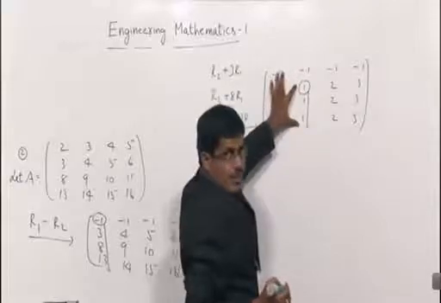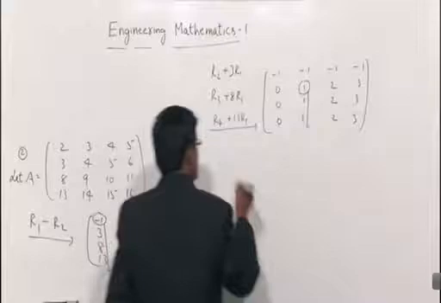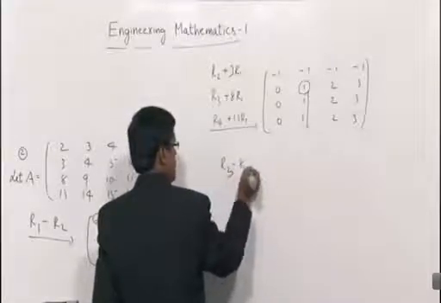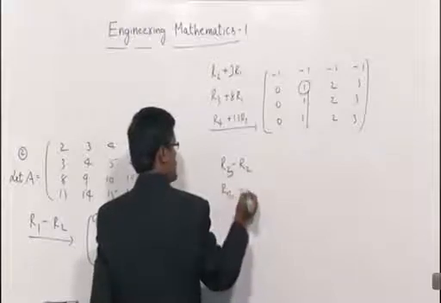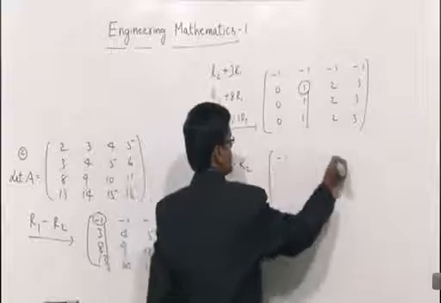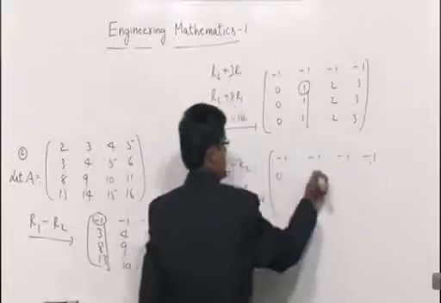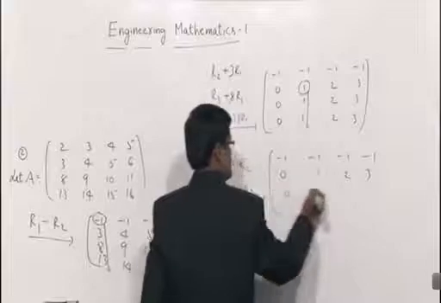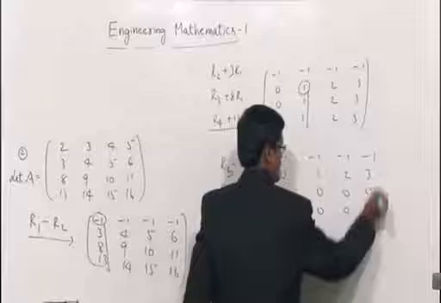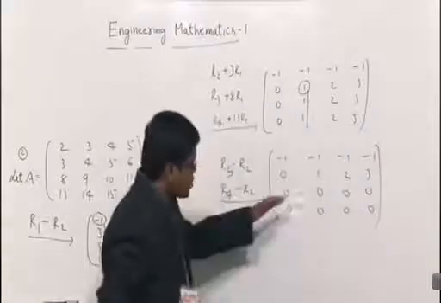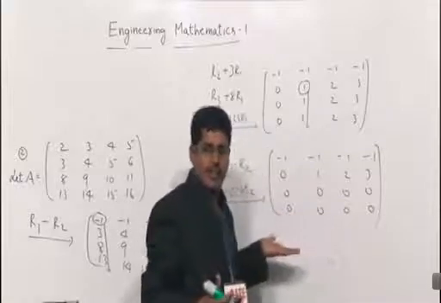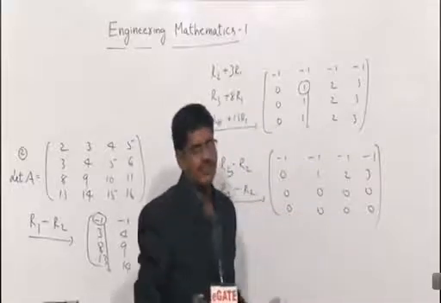I am showing the way here with the fingers. R3 minus R2 and R4 minus R2. This gives -1, -1, -1, -1, 0, 1, 2, 3, 0, 0, 0, 0, 0, 0, 0, 0. Now the last two rows are zeros. That means the first condition: zero rows, if any, belong to the last level of the matrix. So the first condition of echelon form is satisfied.